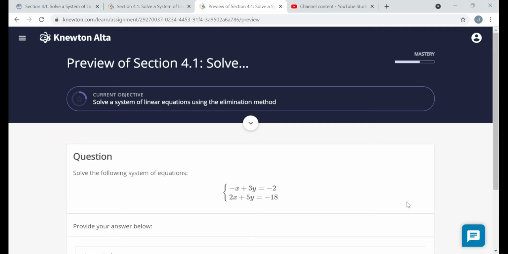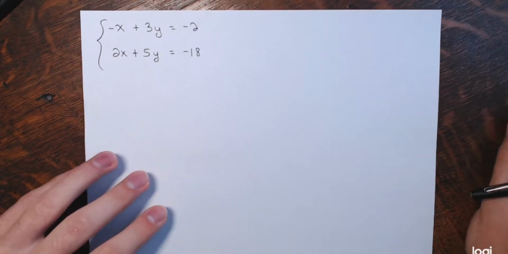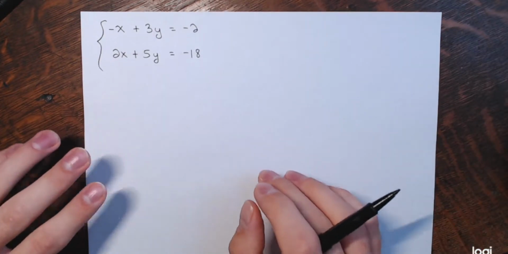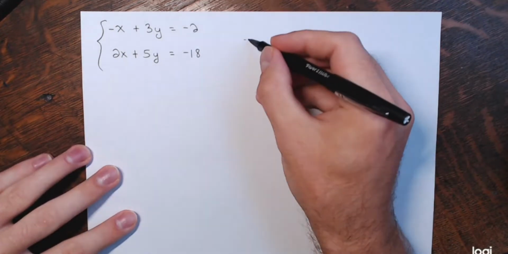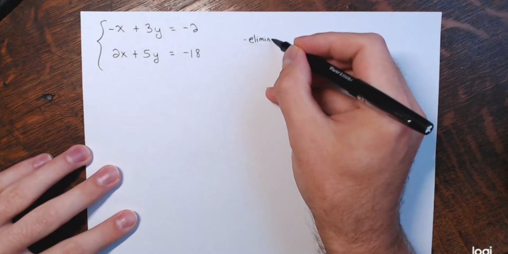So here again, I'm going to write out this system, and we'll go about solving it by the elimination method. So we have negative x plus 3y equals negative 2, and 2x plus 5y equals negative 18. Right. So here we go. Alright, so again, choose a variable to eliminate. Again, it doesn't matter which one you pick. I am going to eliminate x's this time.